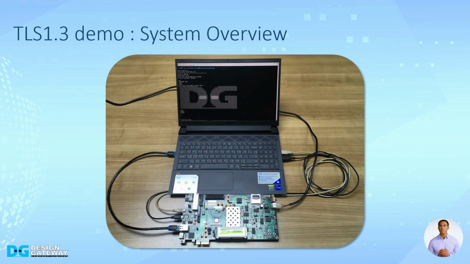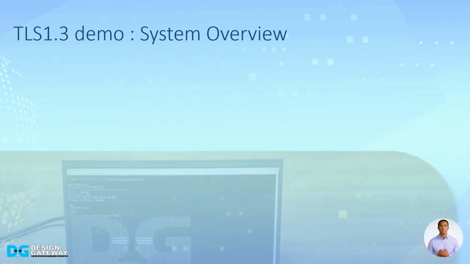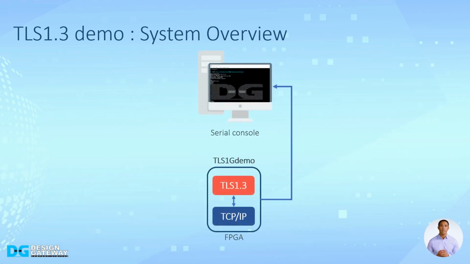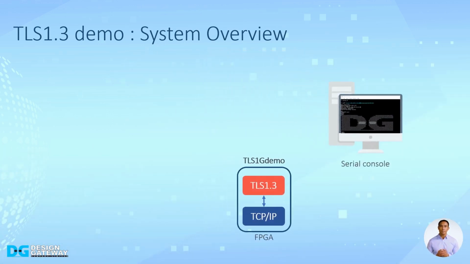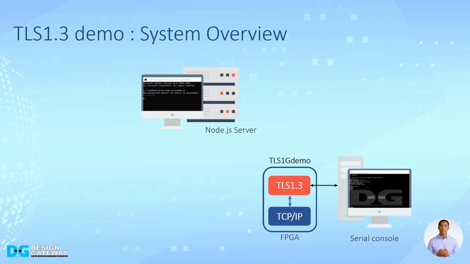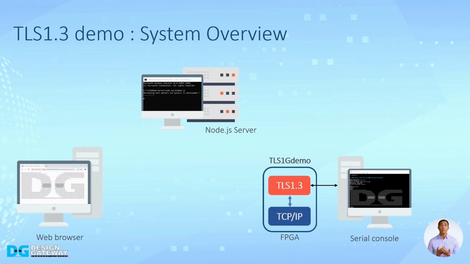The TLS1G demo showcases the utilization of DG's security IP core, including AES-256 GCM IP, to establish a secure connection using the TLS 1.3 protocol. The TLS1G demo is designed to work as a client and is compatible with general servers like Node.js. Users can use the TLS1G demo to establish a connection with an HTTP/HTTPS server, just like with a web browser.